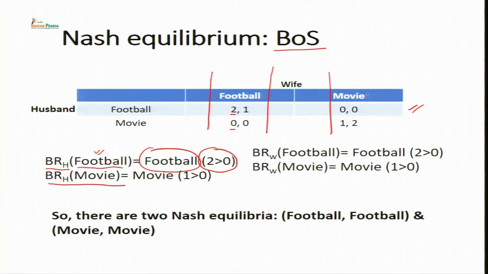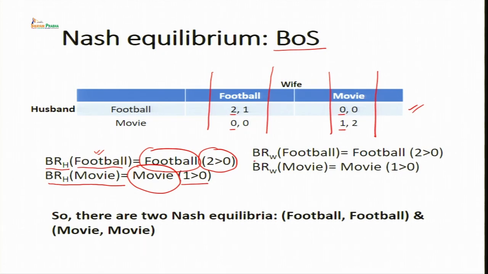So, that means we are in here. If the husband chooses football, he gets 0; if the husband chooses movie, he gets 1. Clearly 1 is more than 0. So the best response for the husband is movie. Similarly, we can find out the best responses of the wife.